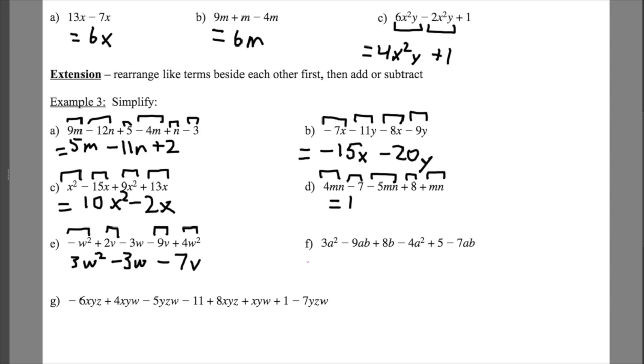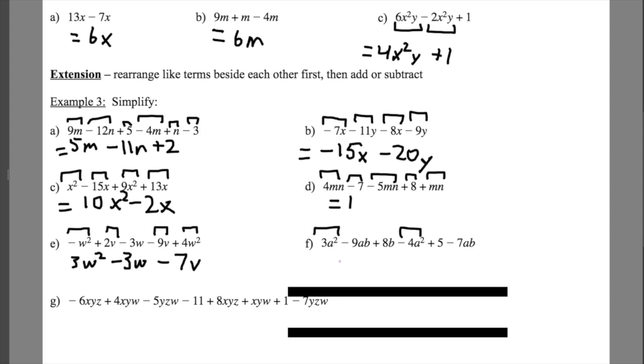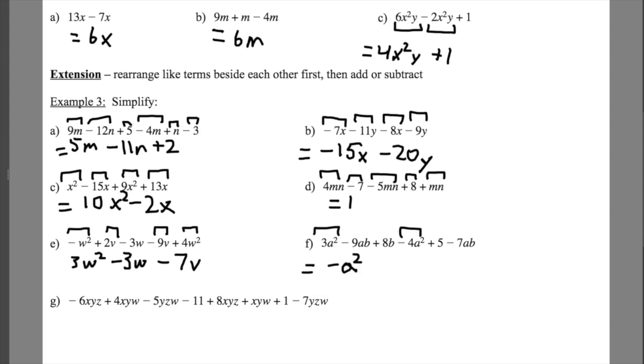For f, we're taking a look at the 3a squared and the negative 4a squared. So we're going to put those together first. In this case, we're going to get negative a squared. And then we're going to take a look at the negative 9ab and the negative 7ab, and this will get you negative 16ab. And then we'll get plus 8b because there are no other like terms with it. And plus 5. Again, there are no other like terms with it, so they remain the same.